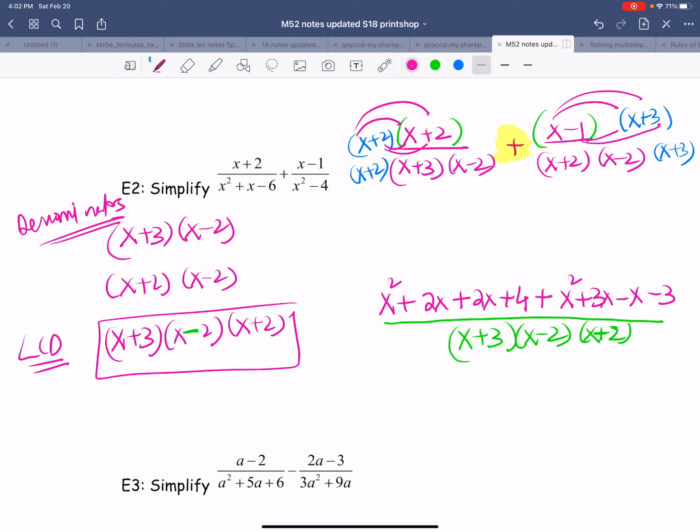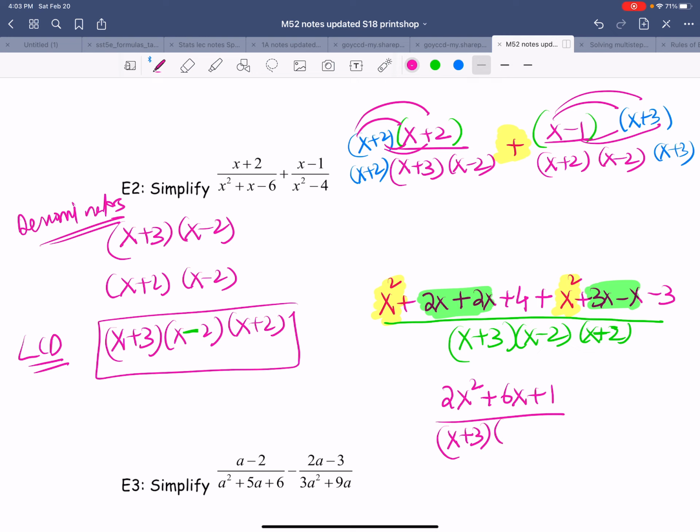Let's go ahead and combine all the like terms we have. Looks like x squared and x squared are like terms. And then 2x, 2x, 3x, minus x, those are like terms. So x squared plus x squared is 2x squared. 2x plus 2x is 4x. 4x plus 3x is 7x. Minus x is positive 6x. 4 minus 3 is plus 1.